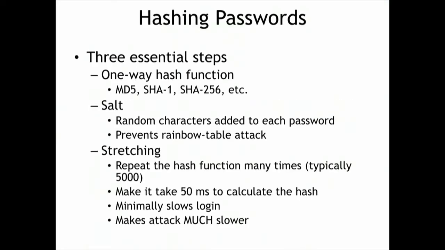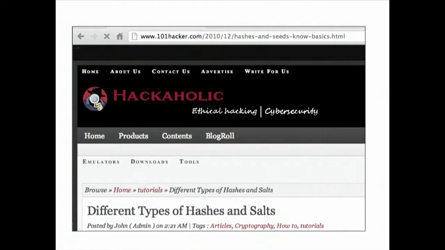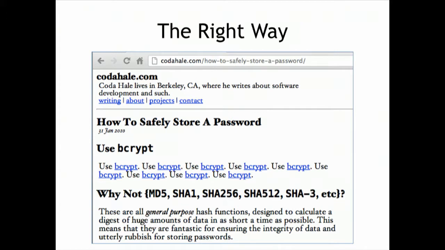And all right, so here's the point of algorithms. You have these one-way hash functions, then you ought to add a salt, and you ought to stretch it to make it more secure, of course. And if you do that, there's a nice article here going through all the types of hashes and salts. And his bottom answer is to use bcrypt.